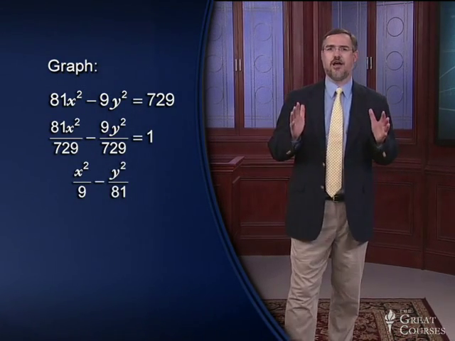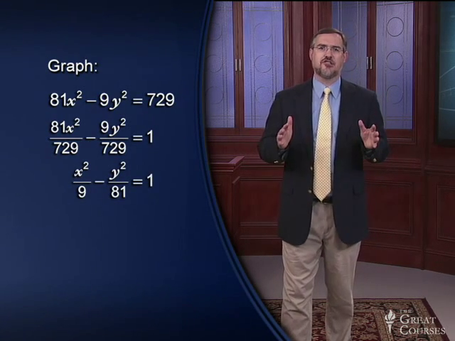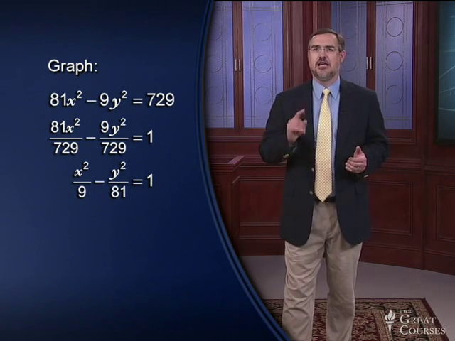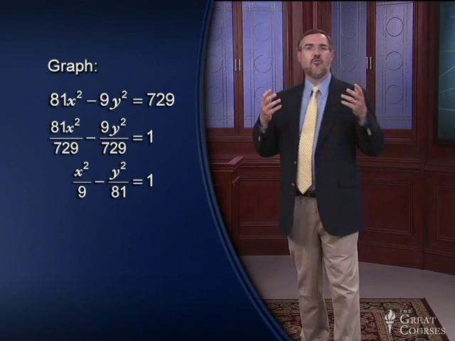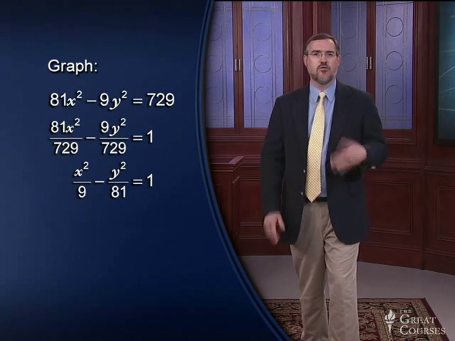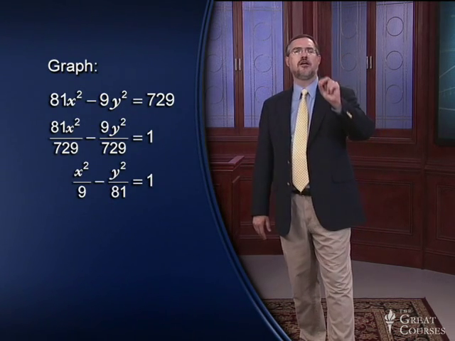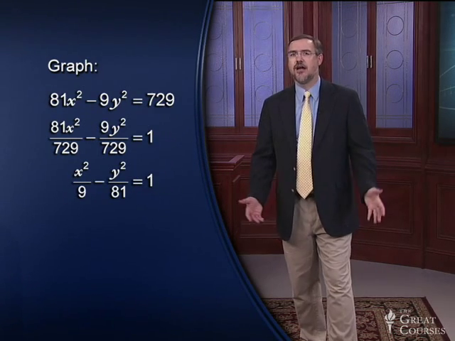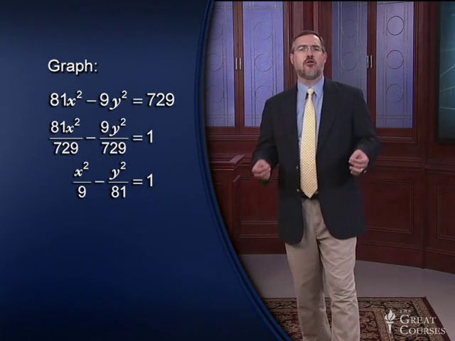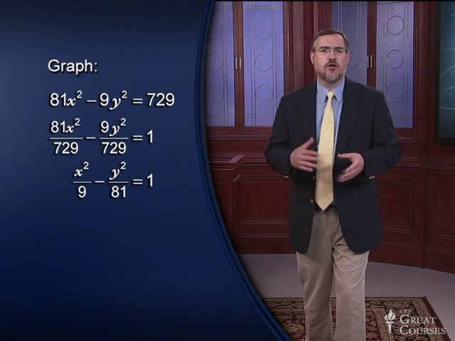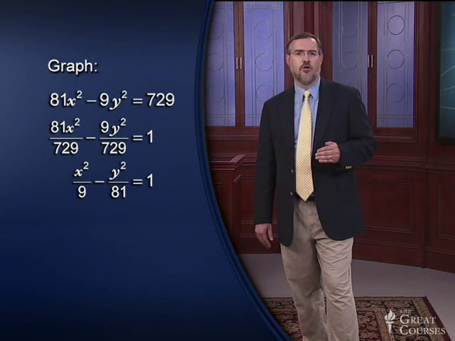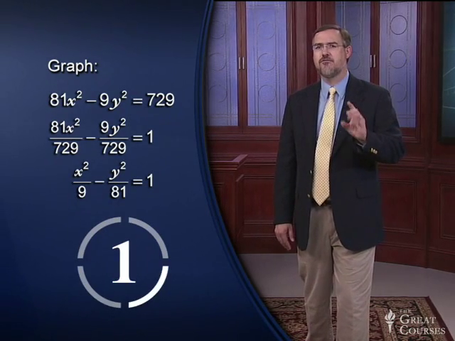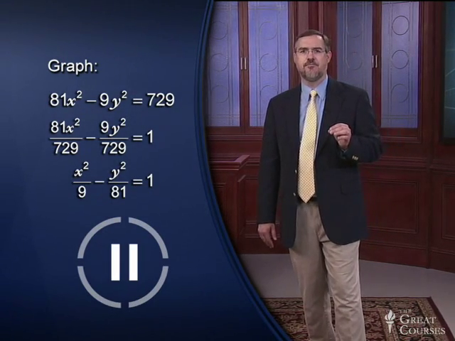And therefore my equation is actually the following. x squared divided by 9 minus y squared divided by 81 equals 1. And now we have successfully rewritten the original equation into standard form for a hyperbola. So now we're down to wanting to graph the hyperbola given by x squared over 9 minus y squared over 81 equals 1. Why don't you try graphing that for yourself really quickly, and then we'll come together.